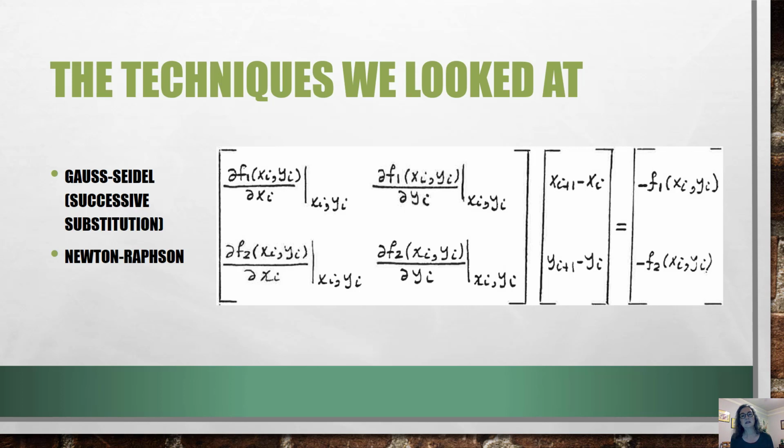Gauss-Seidel is successive substitution through a series of equations. It doesn't always work, but when it does, it is at least easy. Newton-Raphson does work when all the derivatives exist and you have all the continuity conditions met.